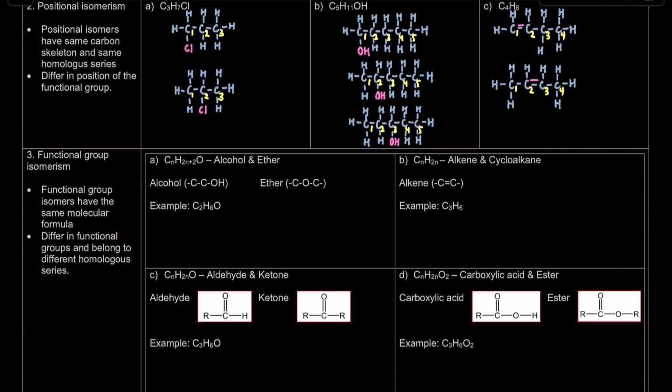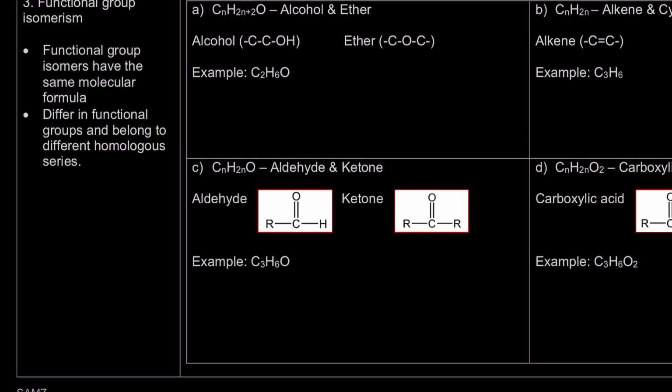The third and last part of constitutional isomerism that we're going to learn is functional group isomerism. Functional group isomers have the same molecular formula but different functional group and homologous series. First, let us look at the case of alcohol and ether. Alcohol and ether follow the same general formula, which is CnH2n+2O. For the alcohol, the carbon contains OH, whereas for the ether, it does not contain OH. It means that the oxygen is in between two of the carbon.